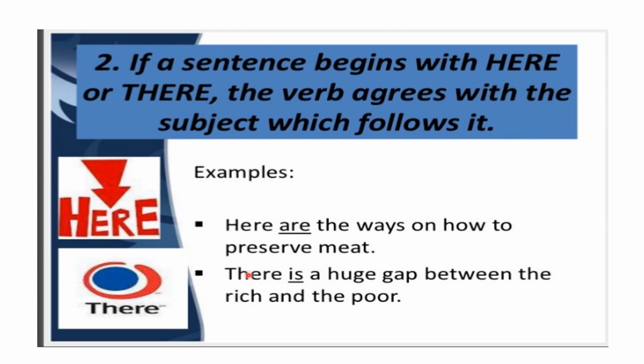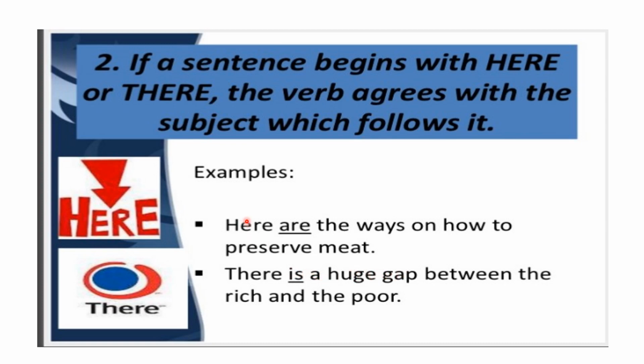Look at the second example. There is a huge gap between the rich and the poor. So here you have used a singular verb is. It has to agree with the subject which follows it. This gap is a huge gap. So there is a gap. Is, so it has to be is. It's not there are gap, but there is a gap.